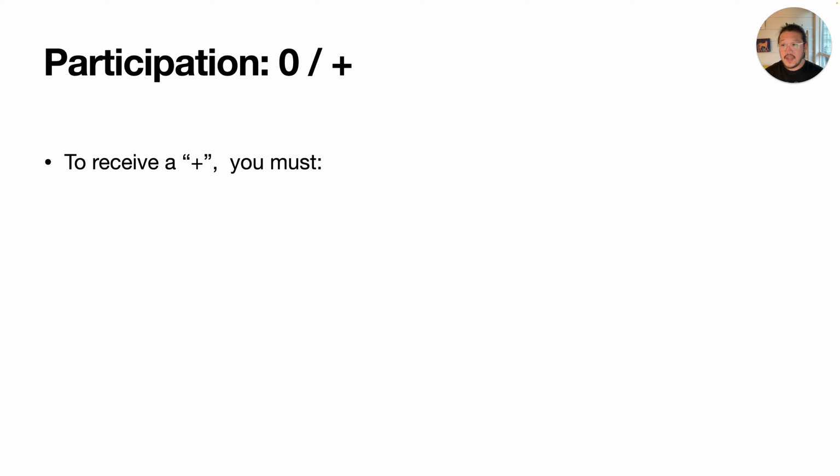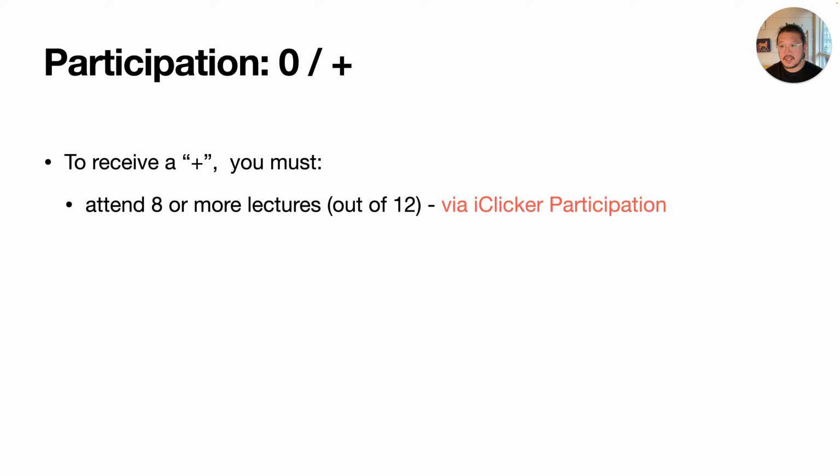Now for participation, you either get 0 or you get a plus grade boost. To get a plus, you must attend 8 or more lectures out of 12, which is not a lot, that's 67%. And during the lecture, there is going to be what is called iClicker participation. iClicker is an app you use on your smart device. It's connected to your e-class, and we use that to track your participation. And we'll work through how to do that in the very first class.